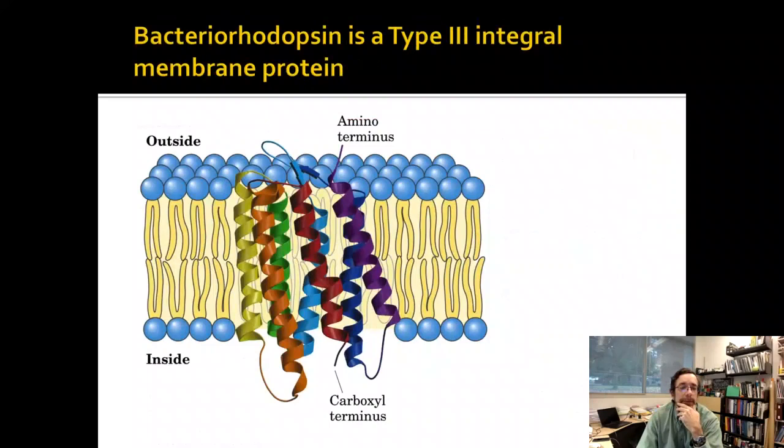So for example, if I show you this protein, you'll be able to look at it and say, oh, that's all one chain, multiple transmembrane domains, therefore it is a type 3 integral membrane protein.